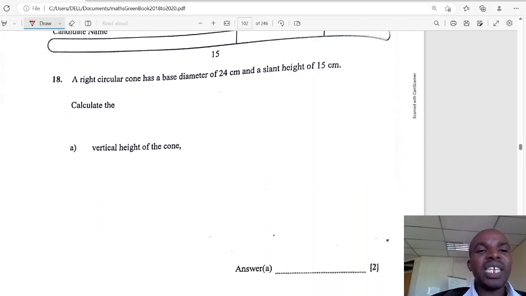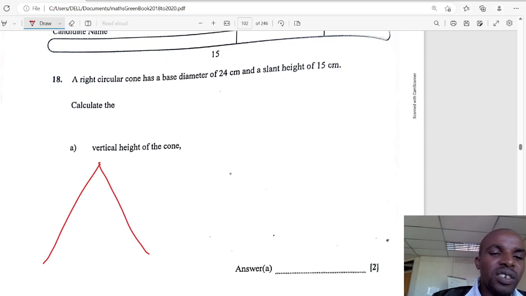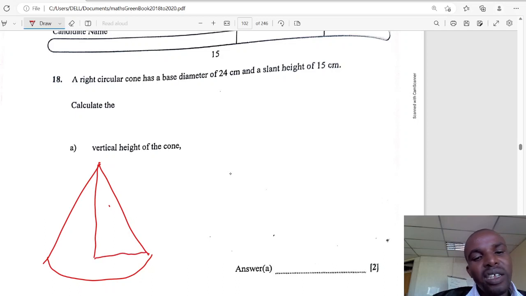Next, 18. A right circular cone has a base diameter of 24 centimeters and a slant height of 15 centimeters. Calculate the vertical height of the cone. Vertical height of the cone, so you have to sketch. This is my cone. The vertical height is this one. And we have the radius here, the base radius. And there is always 90 degrees, on the vertical height that you are looking for.